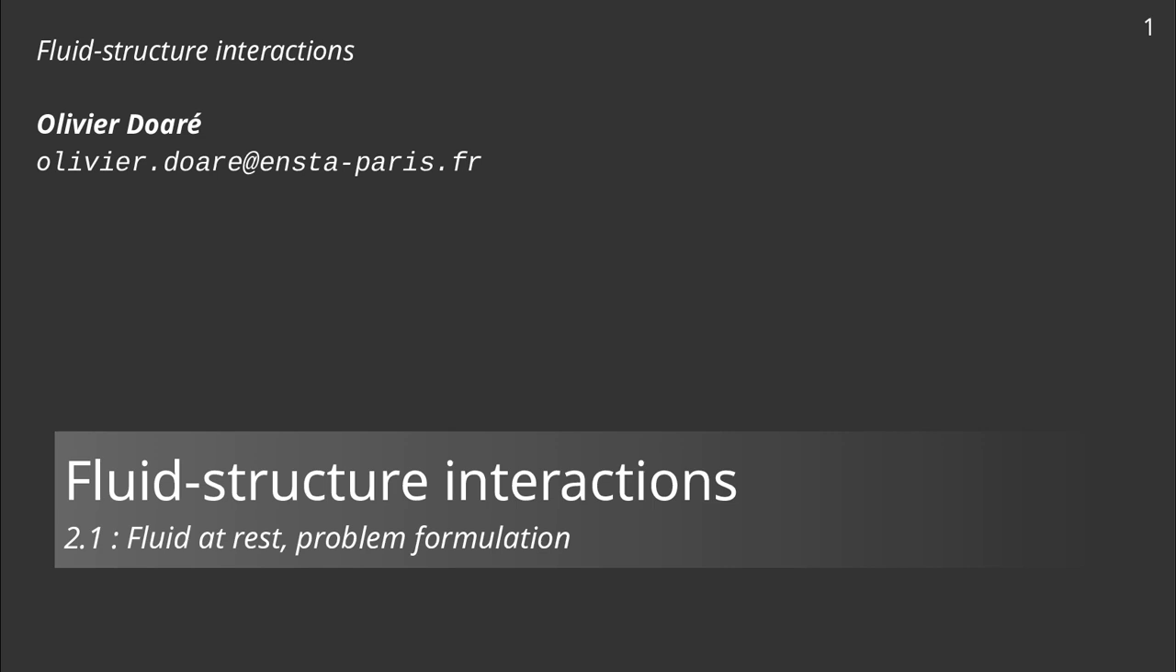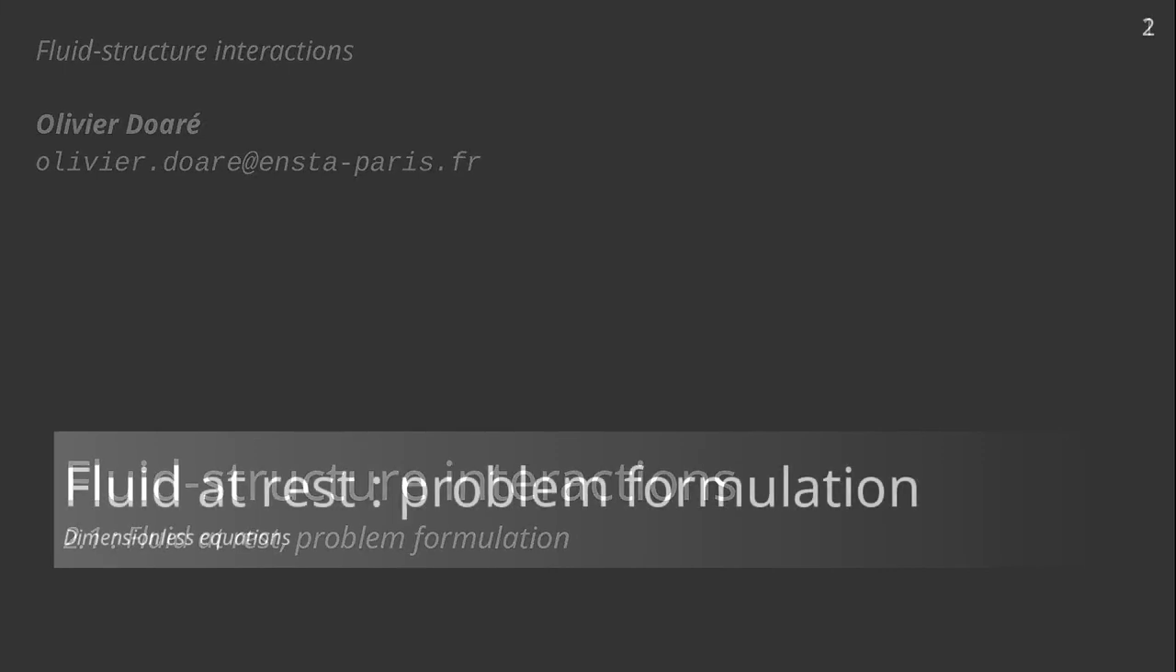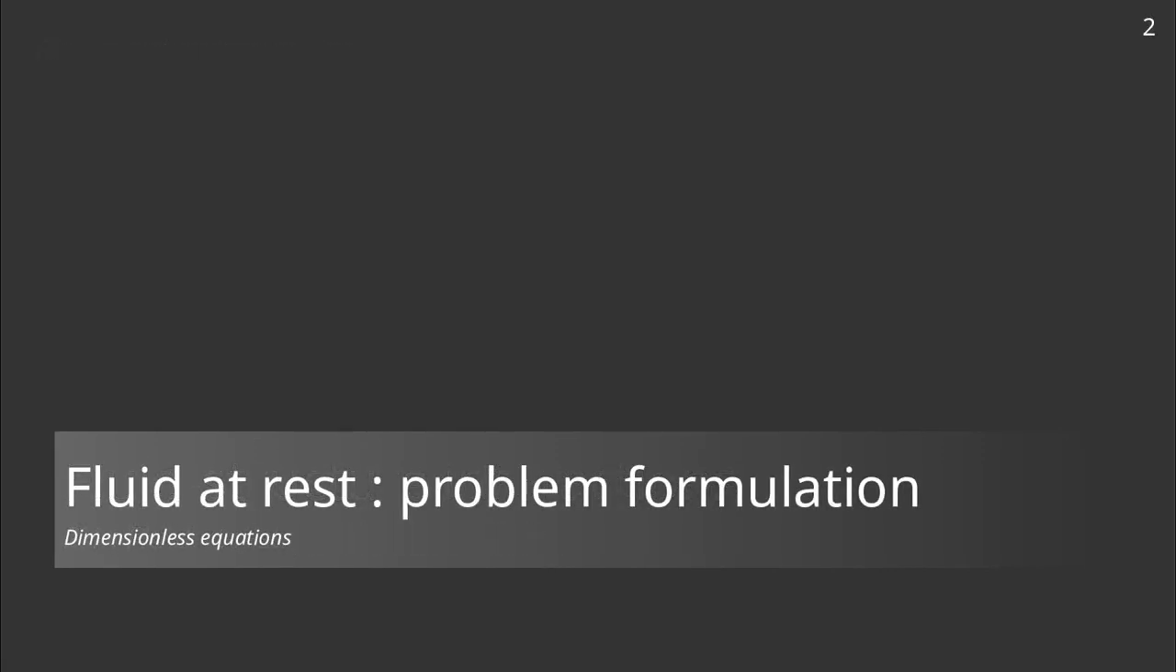In the first session of the course, we described the problem of fluid-structure interaction and its equations. We introduced the scaling techniques and performed a first simple dimensional analysis that allowed us to distinguish the cases with and without fluid at rest. In the next two sessions, we will focus on the case of the fluid at rest and will first complete the dimensional analysis performed in the last video.